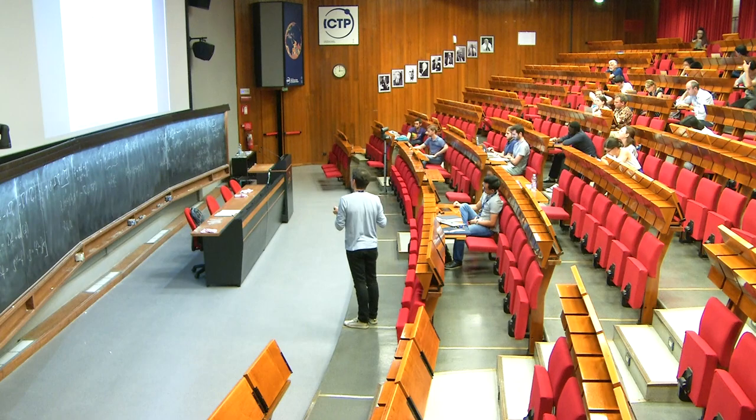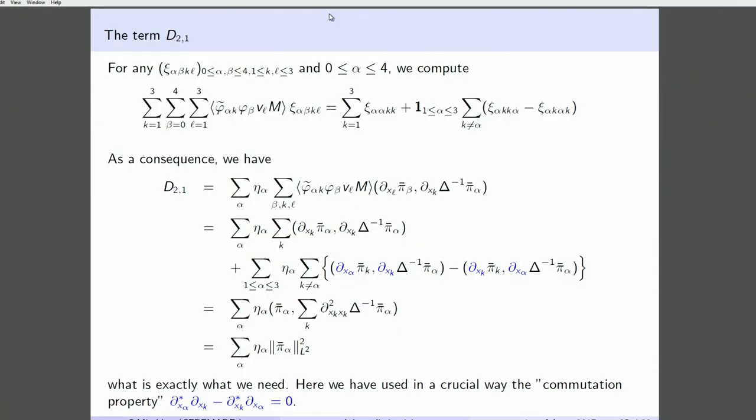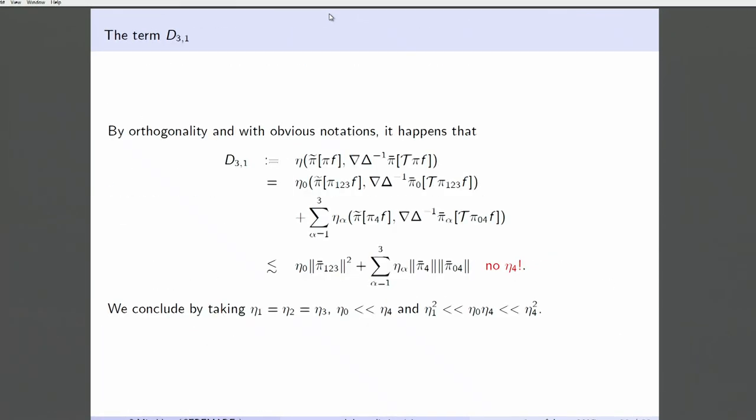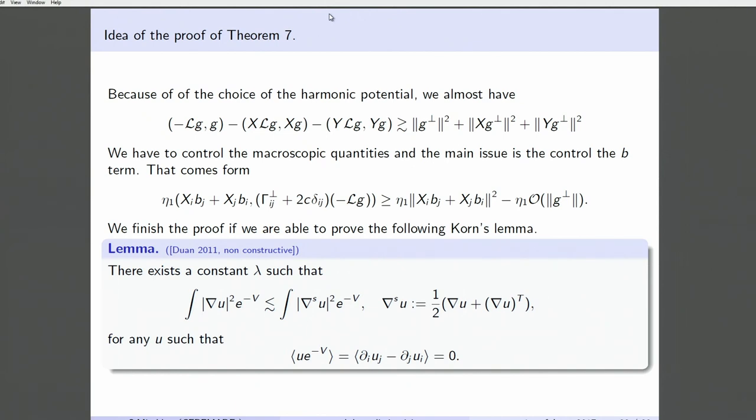And the interesting thing is that the difficulty was for alpha between 1 and 3, so it's on the flux, on the integral of fv. That's the point: how to control this term. Because you are in the harmonic potential, some magic things occur: this norm, with the gradient in x and the gradient in v, is almost lower bounded, but only for g perpendicular.